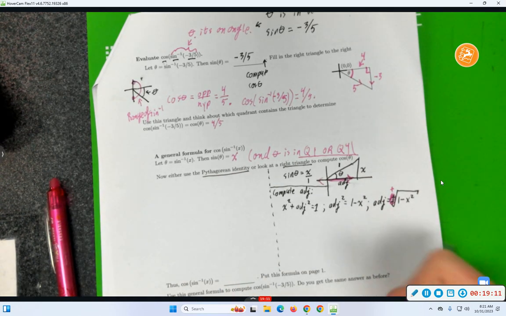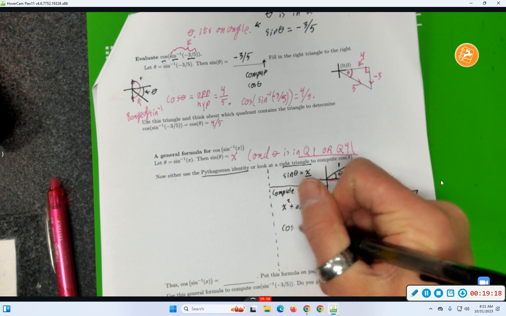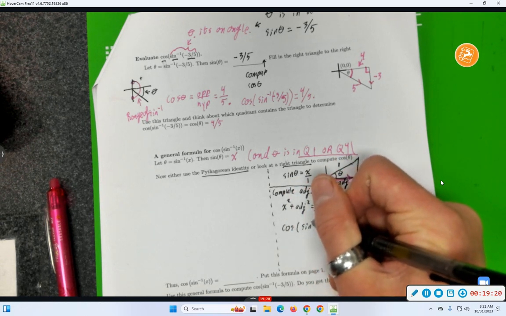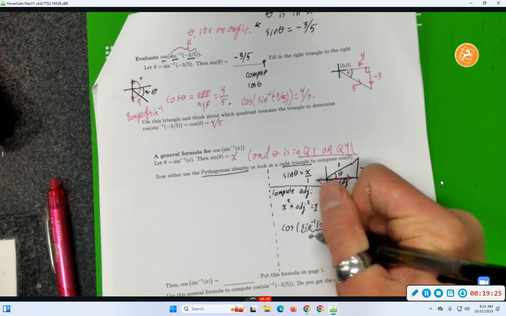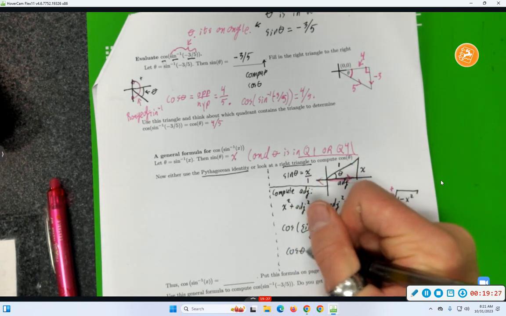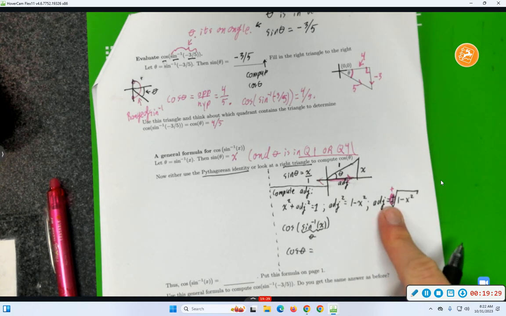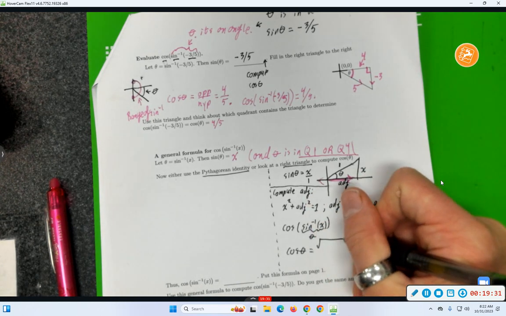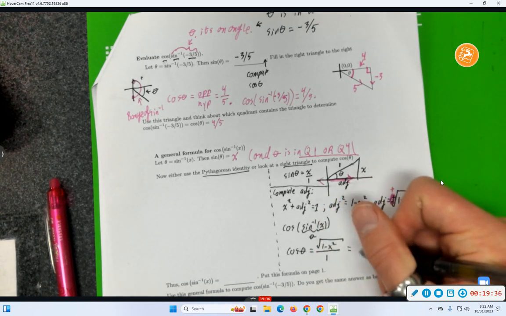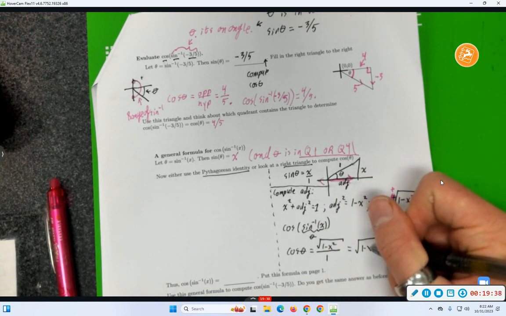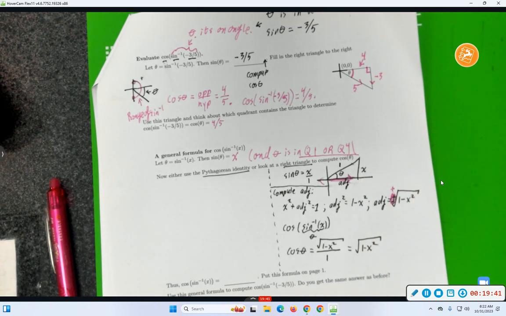All right, I've computed the adjacent side length is plus the square root of 1 minus x squared. So that means that cosine of sine inverse of x, remember this is the thing that's the angle theta, is equal to cosine of theta, is equal to adjacent, square root of 1 minus x squared over 1, also known as just square root of 1 minus x squared. So there it is by drawing a triangle.